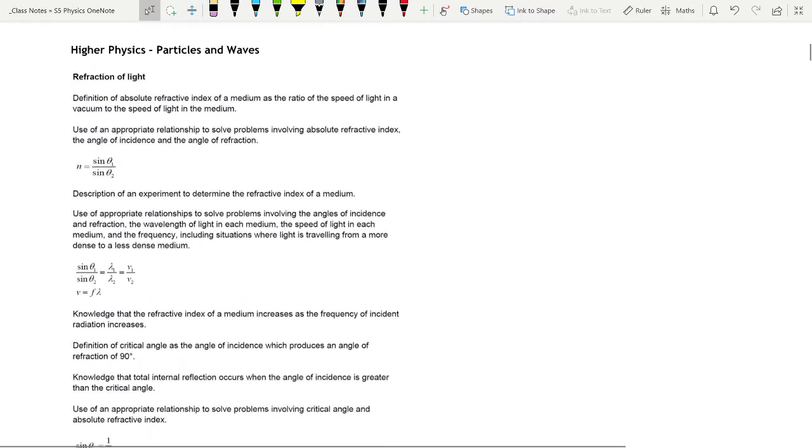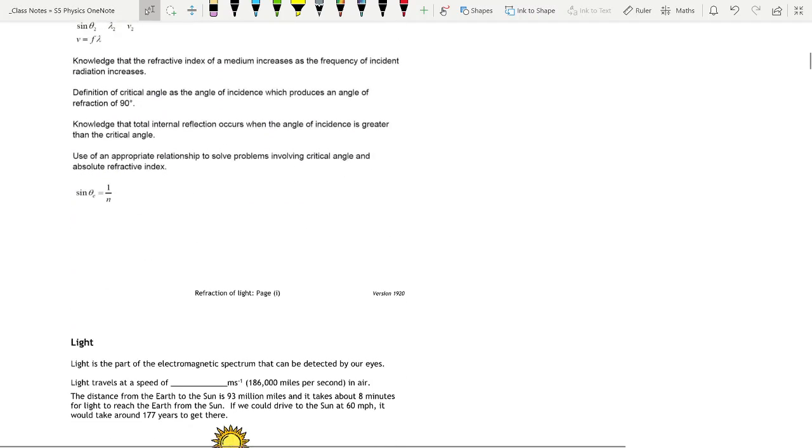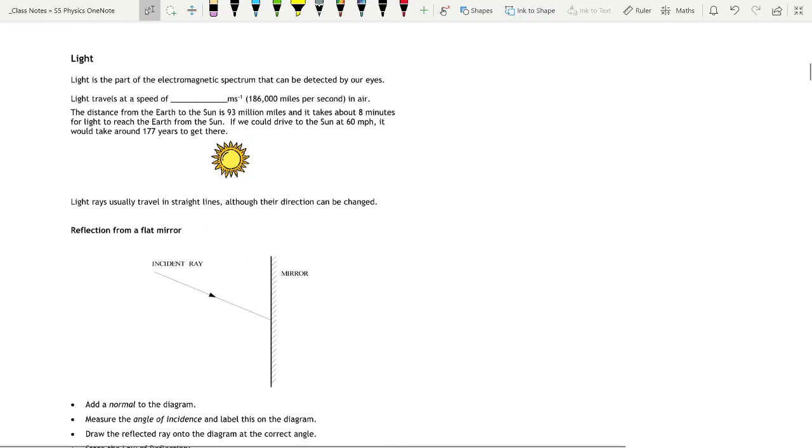So you can see here that we've got quite a few new equations that we're going to come across and some definitions as well that you need to learn and just some knowledge that you need to know. So first of all, a little bit of revision.